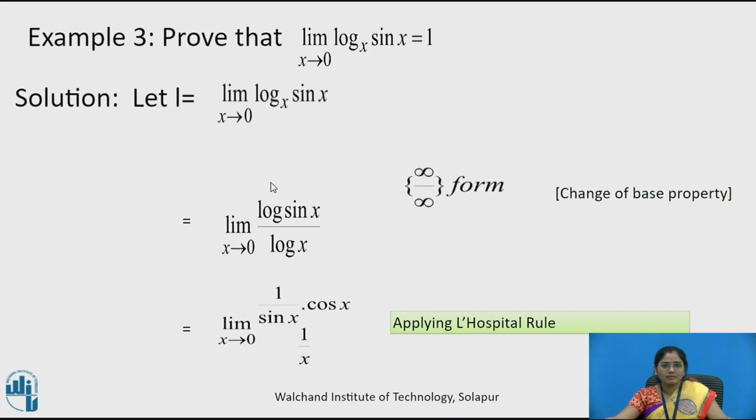Now substitute the limit as x tends to 0. Again you are getting log of sin 0. You know that sin 0 is 0. Therefore, log 0 will be infinity. And log 0, infinity. You are getting this as infinity by infinity form. Means indeterminate form. Therefore, you have to apply the L'Hospital rule.